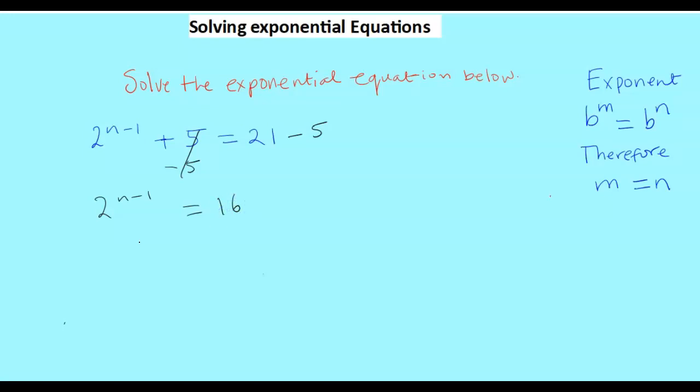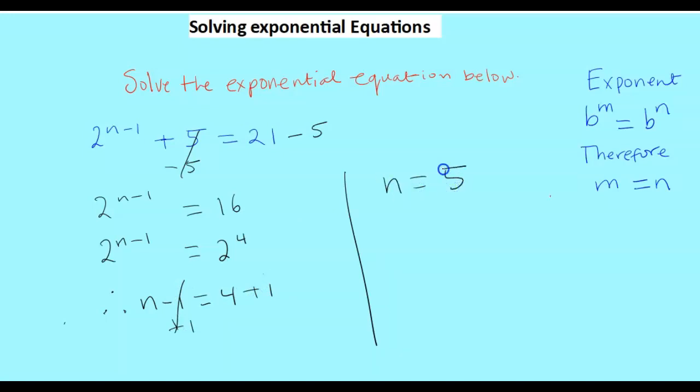We know that for us to get 16, we factor 16 into 2, which is 2 times 2 times 2 times 2. So that means 2 to the power 4 is the same as 16. Now we have the same base. We can equate their exponents. So therefore, n minus 1 equals 4. And we are trying to solve for n, so we'll add 1 here, we'll add 1 here. This will go away. 4 plus 1, and we get 5. And we are done.